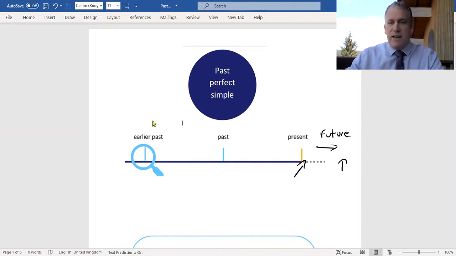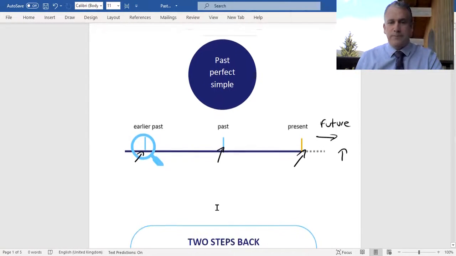As you can see, I've got 2 points in the past on my timeline. This happened first, this happened afterwards. So I can use the past perfect simple to signal in a sentence to my reader or my listener which comes first. When I use the past perfect simple, that indicates the event that happened first. Let's look at an example.